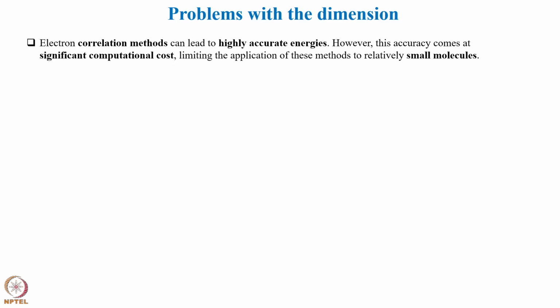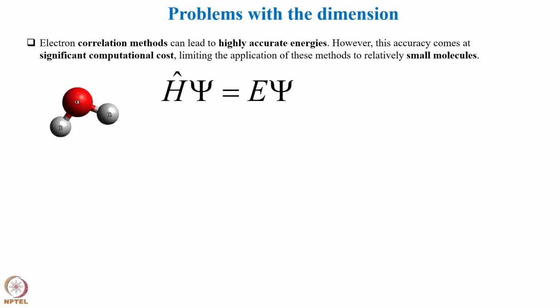Of course, you can use lower scaling techniques like density fitting, chain of spheres approximation, and local correlation techniques. But this reduces the prefactor, sometimes cuts the scaling a little bit, but still the computational scaling, storage requirement, and memory requirement limit the application of these methods to relatively small molecules. And why? What is the problem? Just think of this equation, H psi equals E psi, and let us think of solving H psi equals E psi for a simple molecule, water.